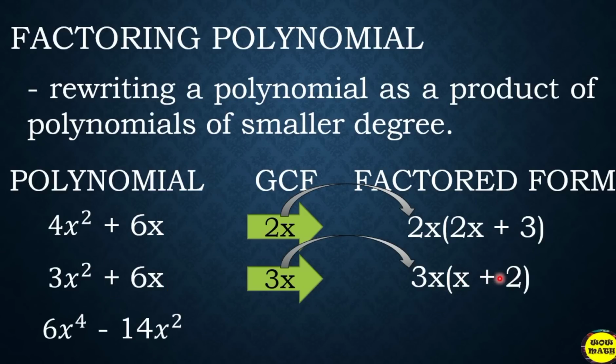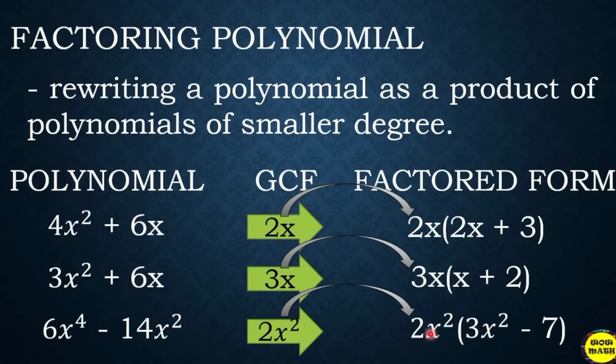ating parenthesis. Next, 6x raised to 4 minus 14x squared. So, what is the GCF here? So, ito ay 2 times 3. Ito ay 2 times 7. So, pareho silang may 2. Okay? And then sa variable natin, kunin natin yung mababa, and that is x squared. So, this will now be our 2x squared, our common monomial factor. Ito ang gagamitin natin, yung GCF.